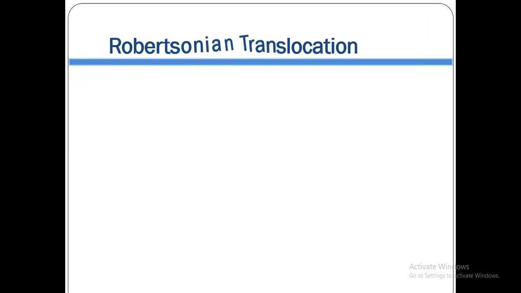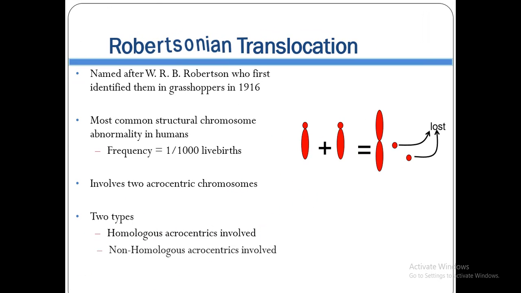Then we have the Robertsonian translocation, wherein some of the parts are lost during the translocation process. For example, this part here will be translocated to another part of another chromosome, and these two parts will be lost during the process of translocation. So much for chromosomal aberrations, numerical and structural.